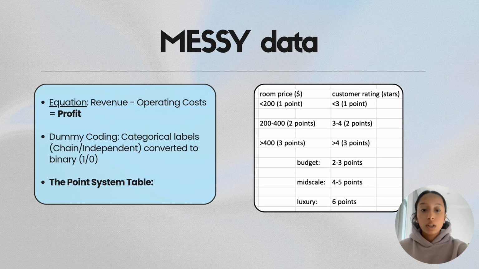Next, we addressed the qualitative data through a process called dummy coding. Our dataset included the chain affiliation variable, which is either chain or independent. Because regression models are mathematical equations, they cannot process words. We transformed these labels into a binary format, assigning a 1 for chain and a 0 for independent. This step was crucial as we could see how many dollars a brand name adds to or subtracts from a room's price.